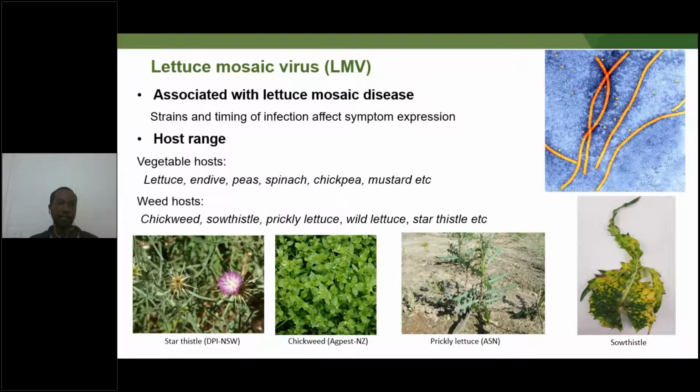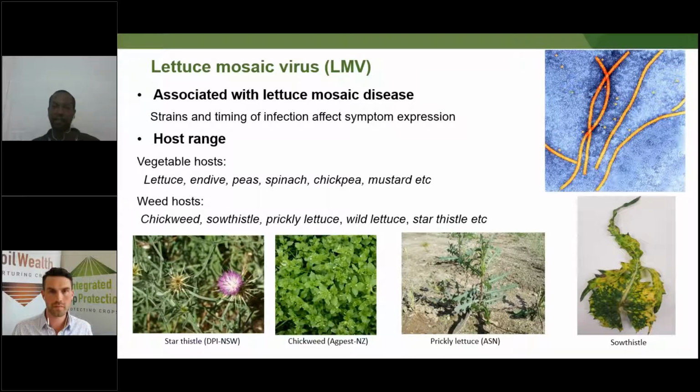So we're going to start with lettuce mosaic virus, which is associated with lettuce mosaic disease. And here's an electron microscope image of how the virus particle looks. Symptom expression of lettuce mosaic virus in lettuce depends on the strain and the timing of infection. Lettuce mosaic virus can infect several vegetables apart from lettuce, such as endive, peas, spinach, chickpea, and mustard. It's also found in weed hosts such as chickweed, salthistle, prickly lettuce, wild lettuce, and other weeds. And these weeds are an important source of the virus to infect lettuce crops.